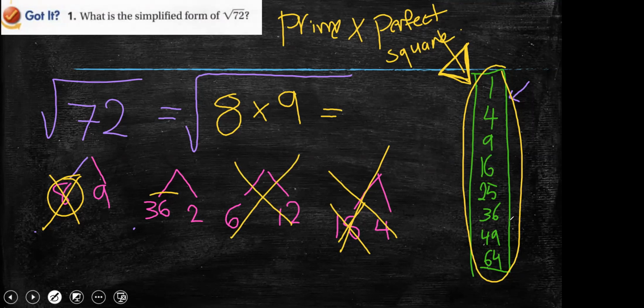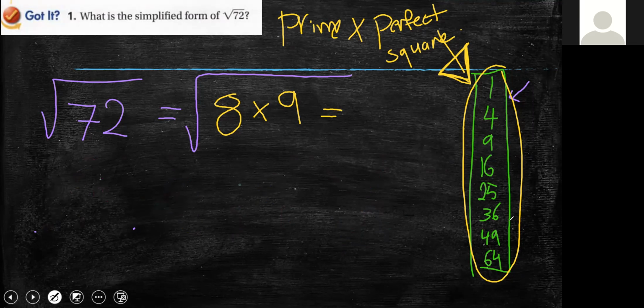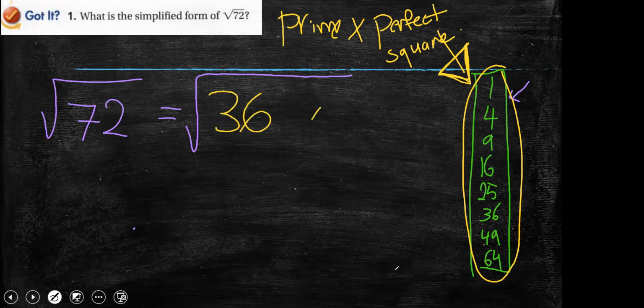But if you look here, we have 36 and 2. One is a prime and one is a perfect square number. 36 is a perfect square. So I will now choose 36 and 2. This is the first step. I choose a perfect square number from this table times any prime number.